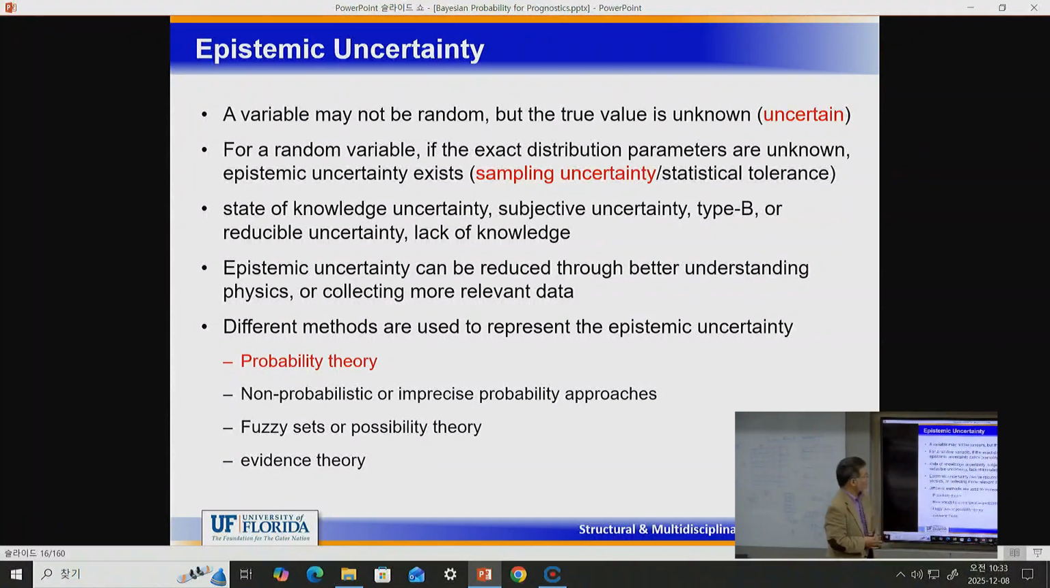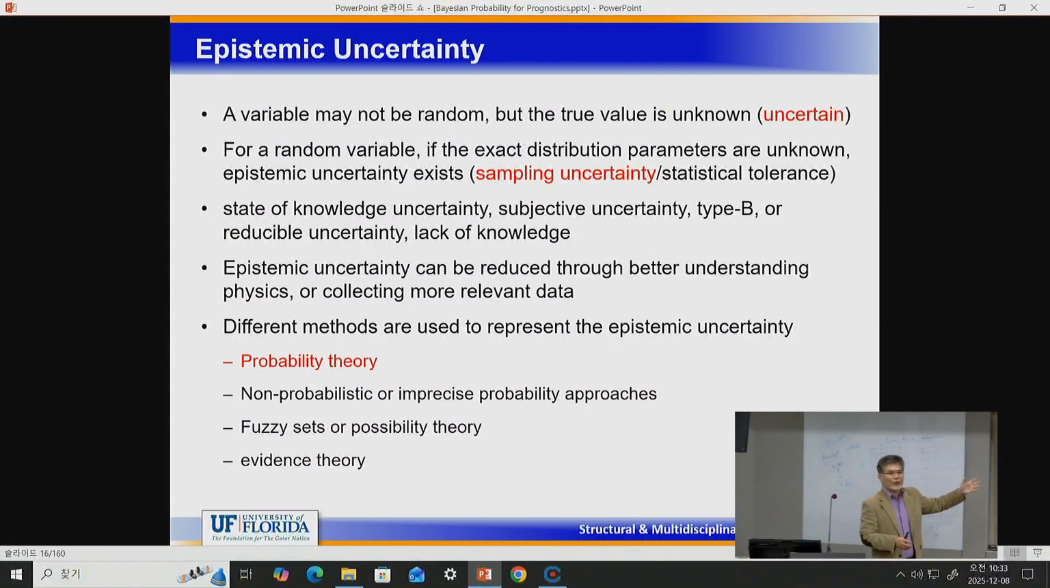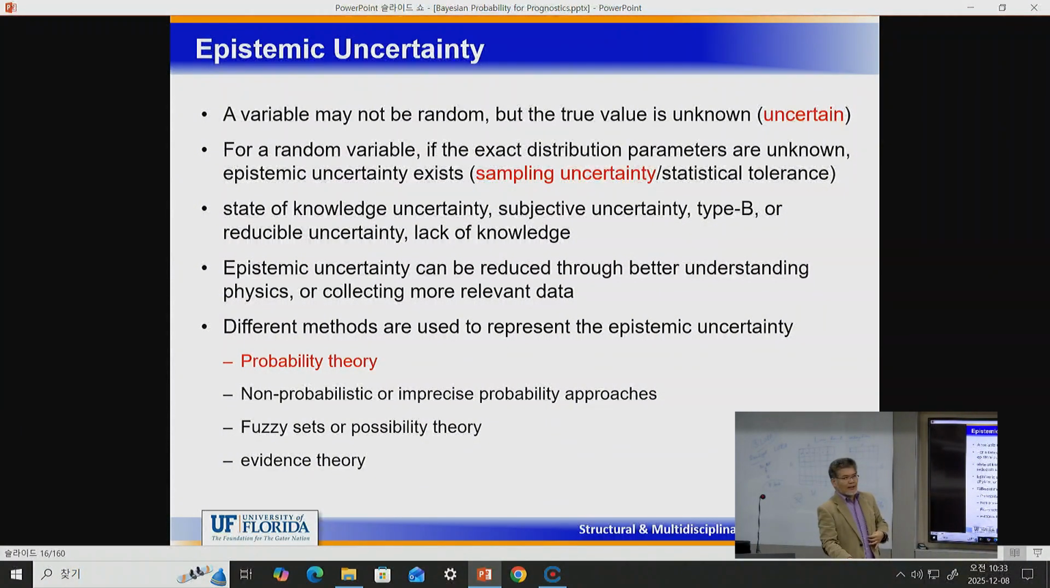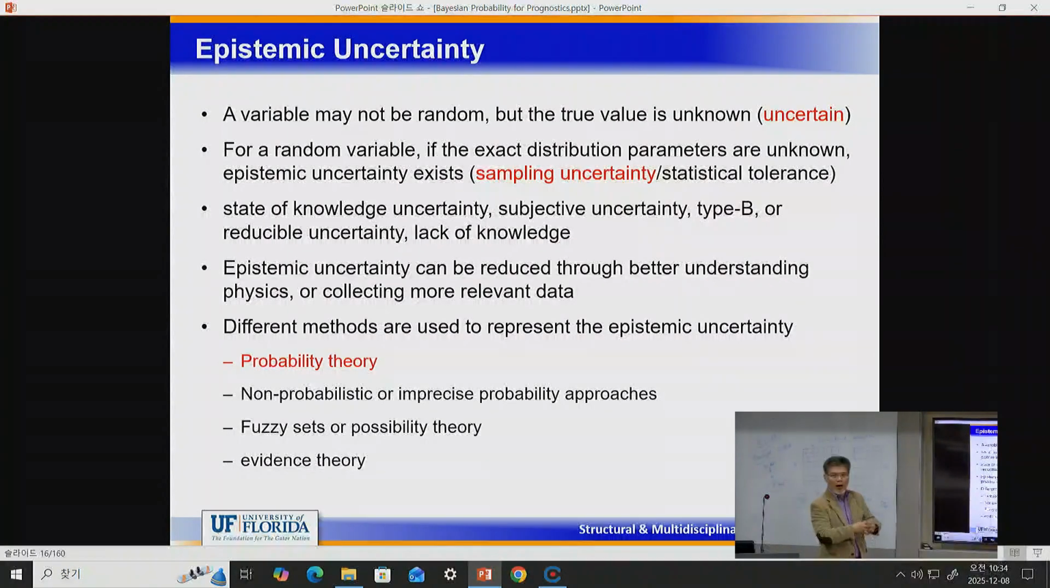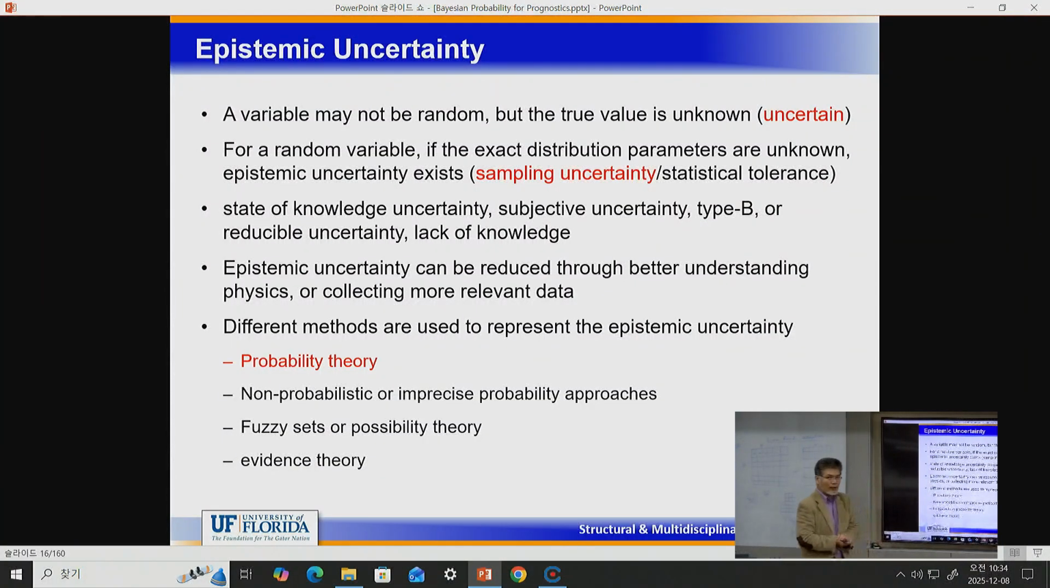State of knowledge, subjective uncertainty, type B uncertainty, reducible uncertainty, lack of knowledge. The key word here is reducible uncertainty. This is uncertainty that I can do something about. With the previous aleatory uncertainty, unless you control the environment, you cannot control the wind. Wind can blow however it likes, so that's something you need to live with. But this one is something I can act on, and I hope data can help. Data is the only realization of reality that you know about uncertain situations. So epistemic uncertainty can be reduced through better understanding of physics: a better model, a more accurate, more detailed, higher fidelity simulation, or collecting more relevant data.